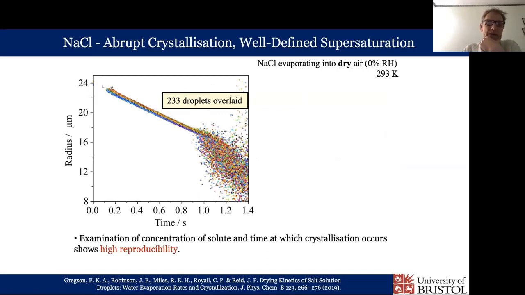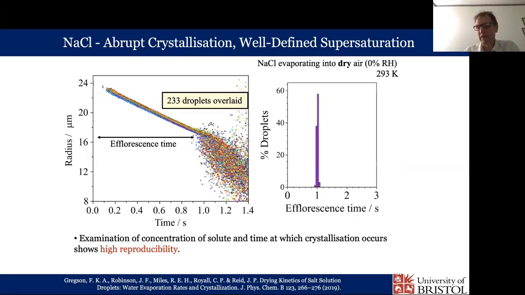crystals. So here are some drying curves for sodium chloride. There are 233 drying curves, in fact, overlaid. You can see a very reproducible, predictable drying curve before we get crystallization. So at this point where you start getting the clouds of particles, this is where you're getting crystallization. And for sodium chloride, we find this is very reproducible. And the time to get that initial crystallization within the droplet is very sharp, reproducible.